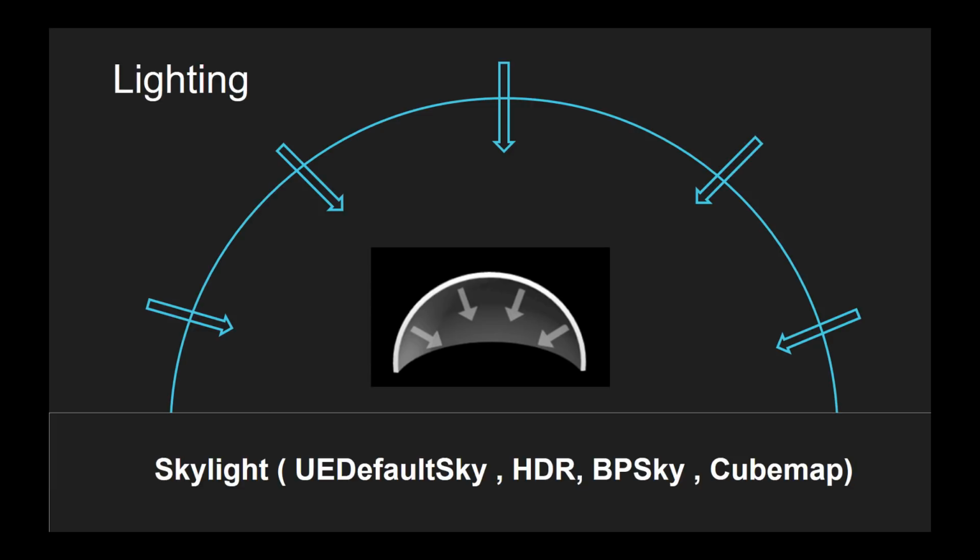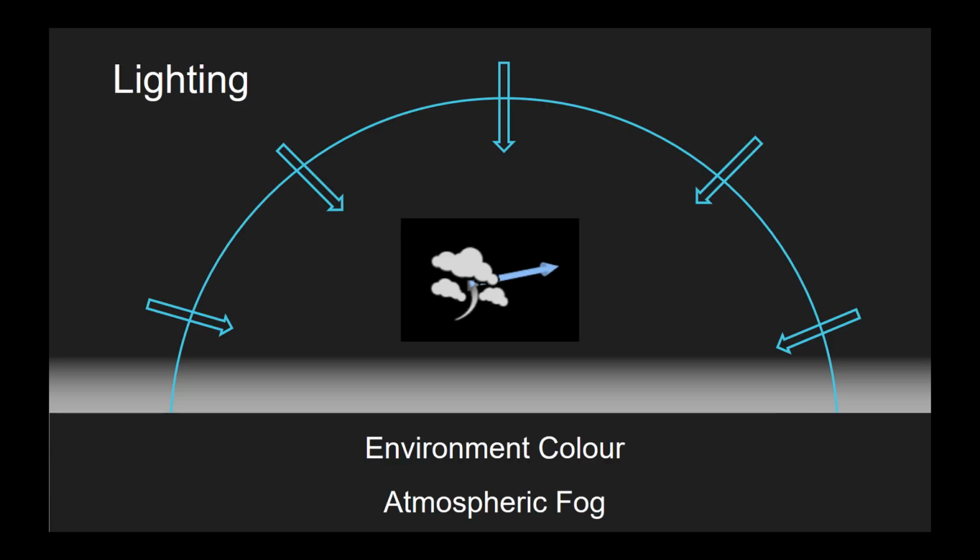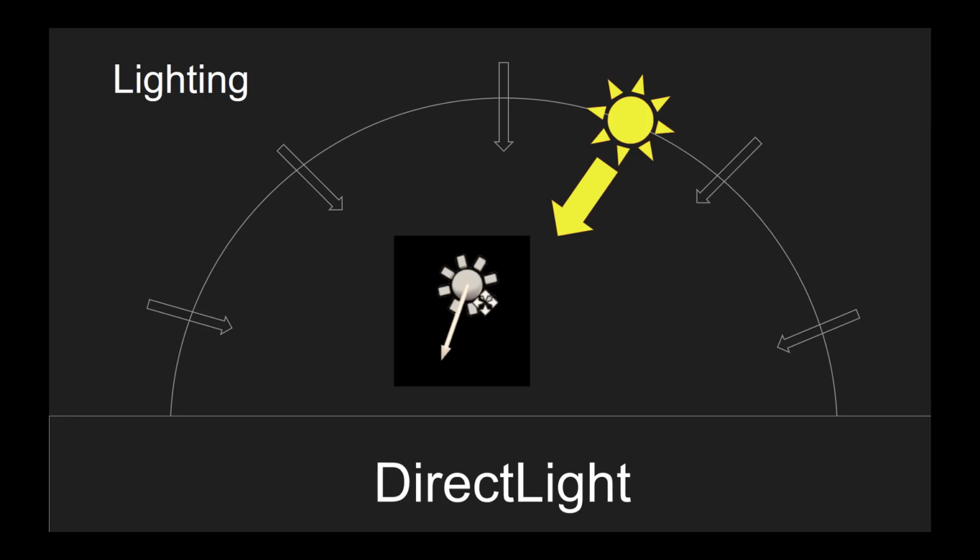So the skylight here takes up HDRIs and cube maps and everything. I've put cube map here especially because that's what I'm going to show you to work with very, very simply. So we've got the environment, the atmospheric. We went over this last time, no need to go over it again.